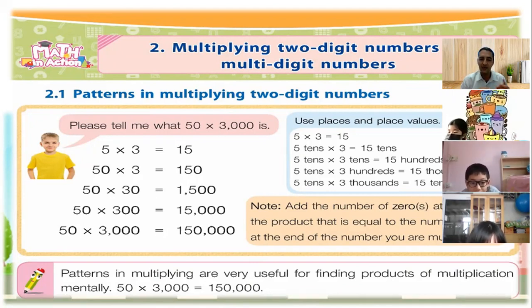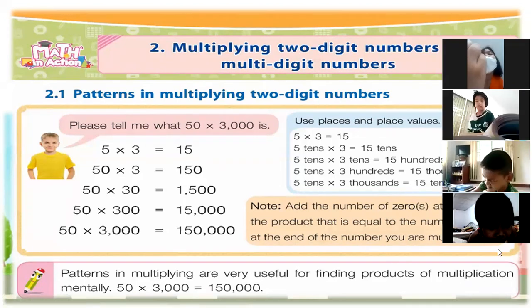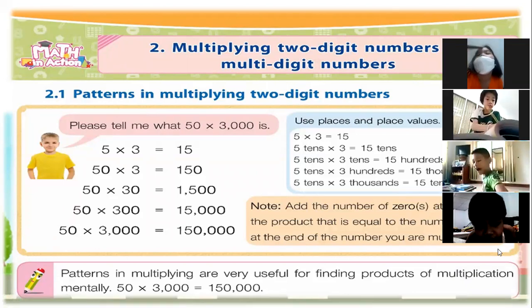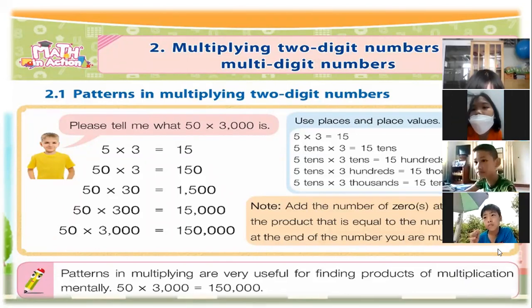So mentally, 50 multiplied by 3,000 is equal to 150,000. Okay, students, you understand how we are going to do the multi-digit multiplication? Yes. Okay, all of you can do it right now. Any question? Just only concentrate.